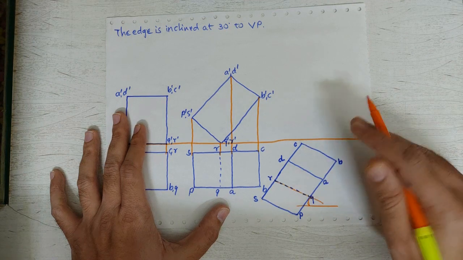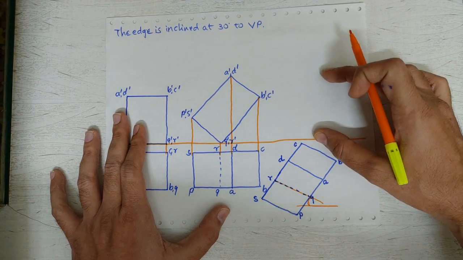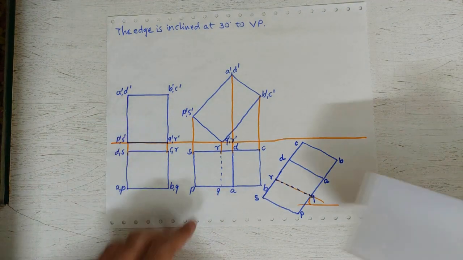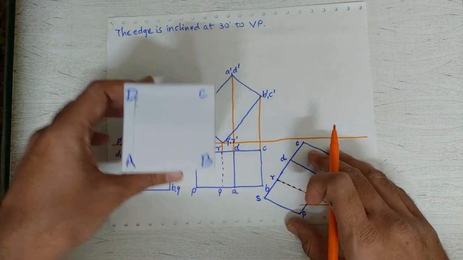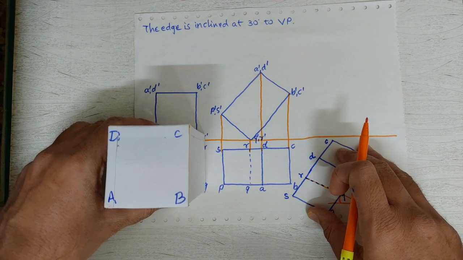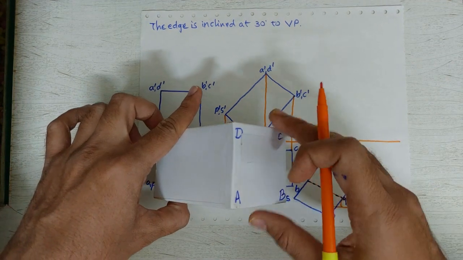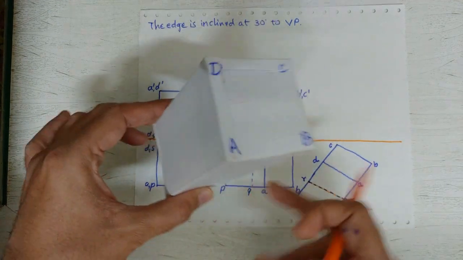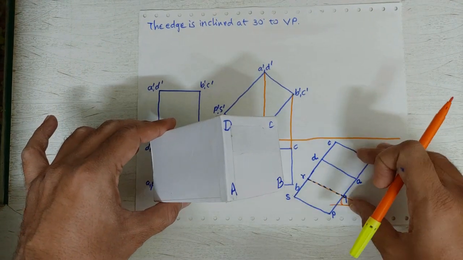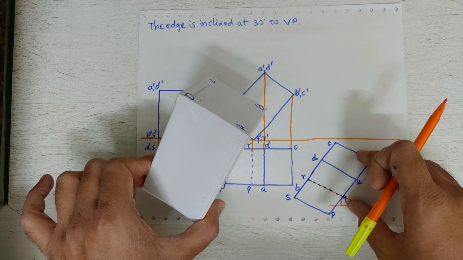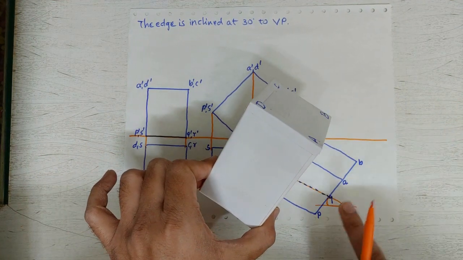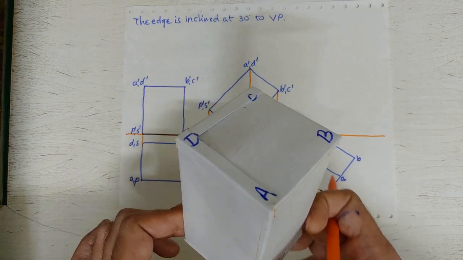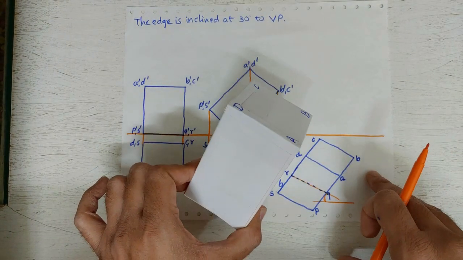Now, we need to find the front view for this. What we did initially, we put the solid on HP like this, then we tilted it by keeping one edge on HP. Now we are tilting this edge, and that means the whole solid like this, right? So that is the view which we are getting over here. So this is the inclination of this edge with VP, right?